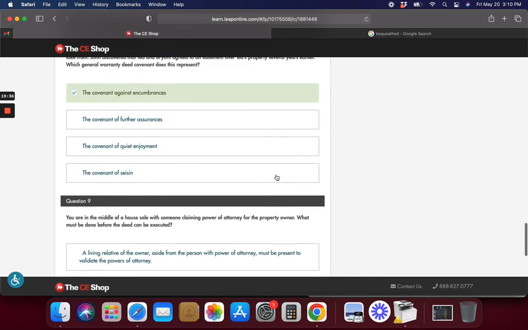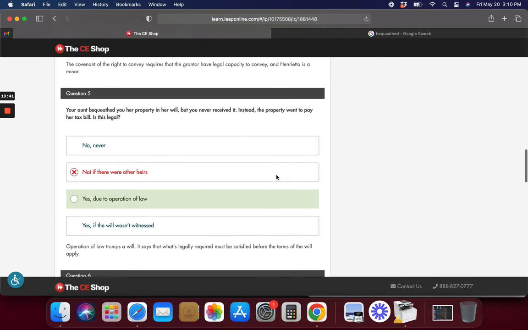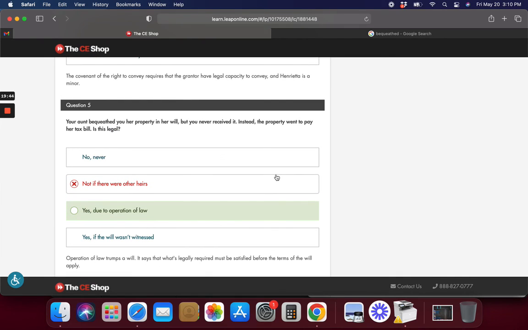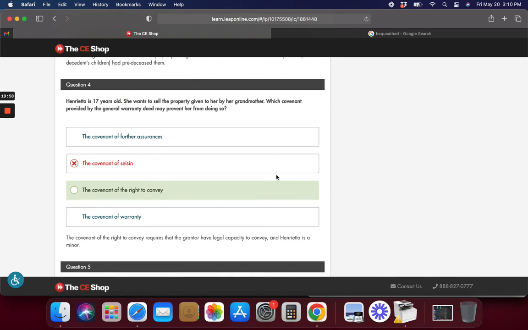I want to go back and look at the ones we got wrong so we can make sure that we get them right. Operation of law. You never received property, and they're saying this is okay to pay the tax bill because it's the operation of law. And this is the other one we got wrong. She wants to sell the property given by her grandmother. Which covenant provided by the general warranty deed prevents her from doing so? The right to convey. These covenants and deeds, there's a lot of them to remember.